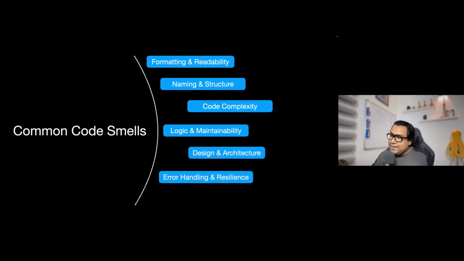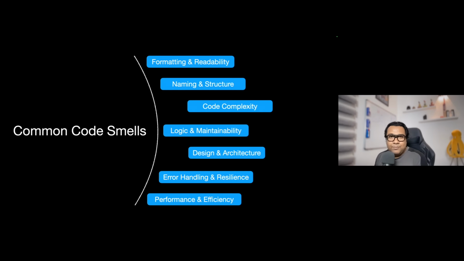Then comes error handling and resilience, where we see silent failures, not using try and catch, not solving the errors, inconsistent error handling. That kind of thing comes under error handling and resilience. And the final one is about performance and efficiency, which is like unnecessary re-rendering.